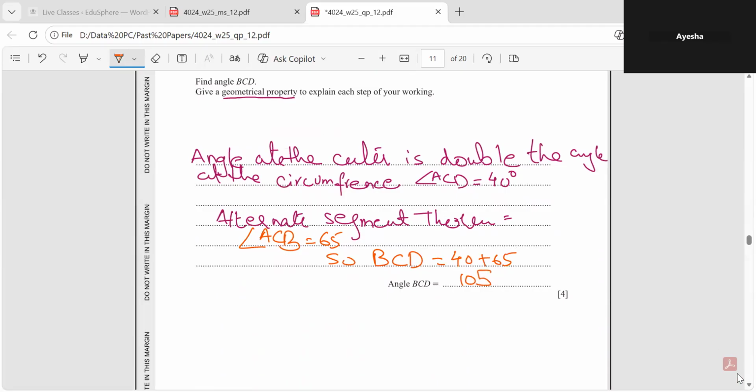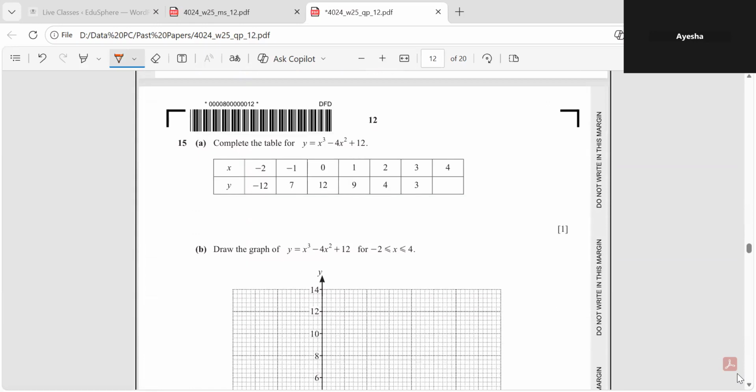105. Now, students, this is the next question where the table is given for the equation y equals x cube minus 4x squared plus 12. We have already been given almost the complete table. Only one value is missing.